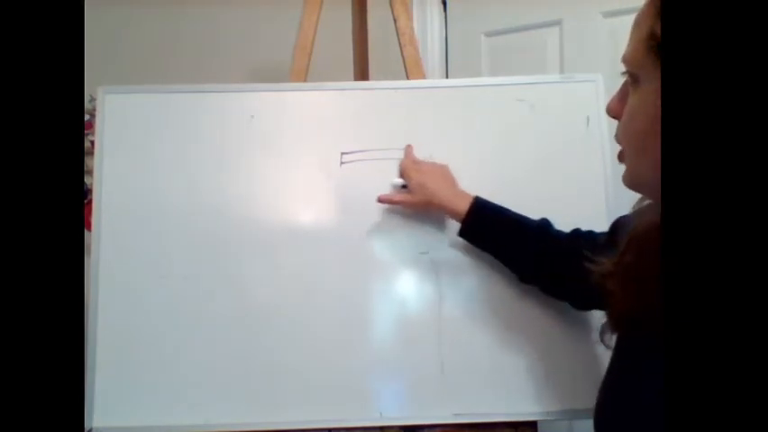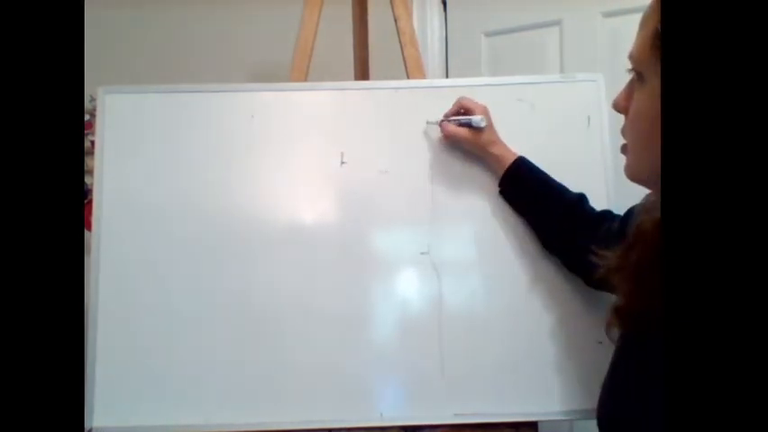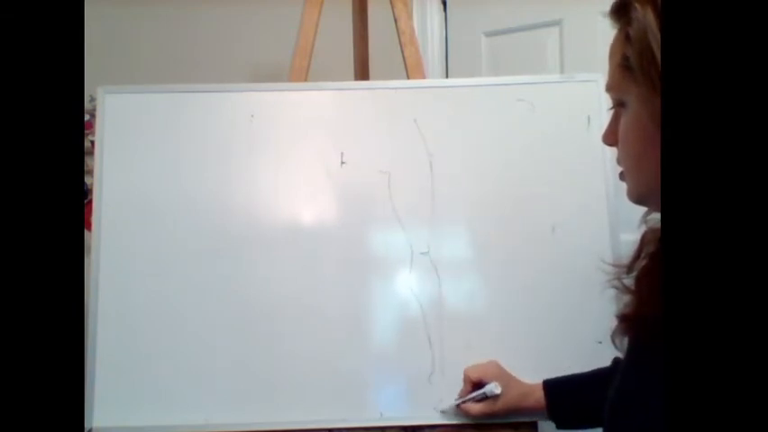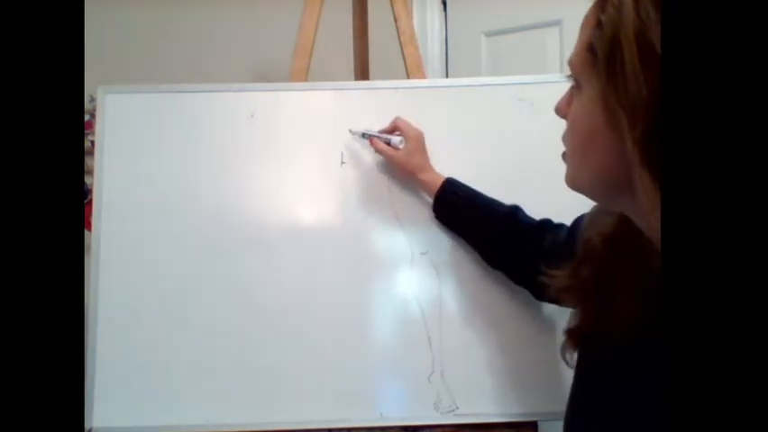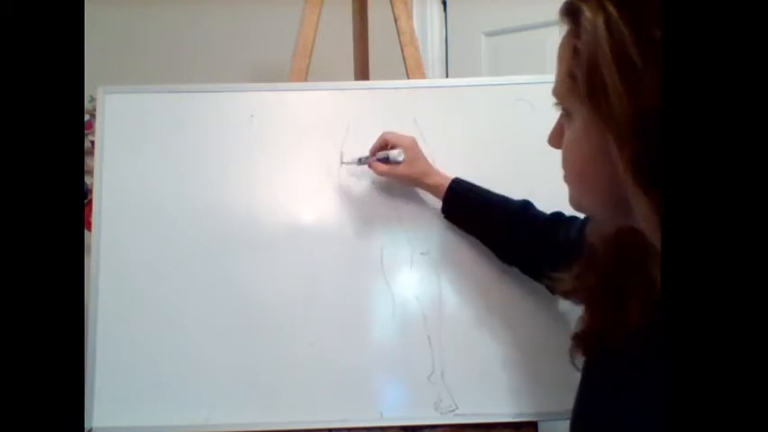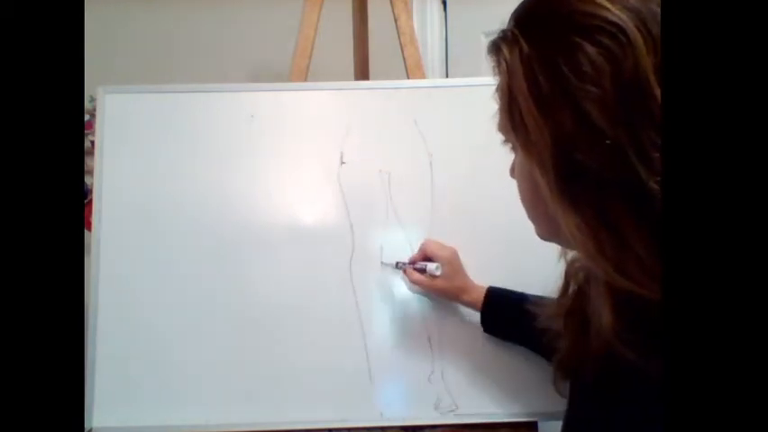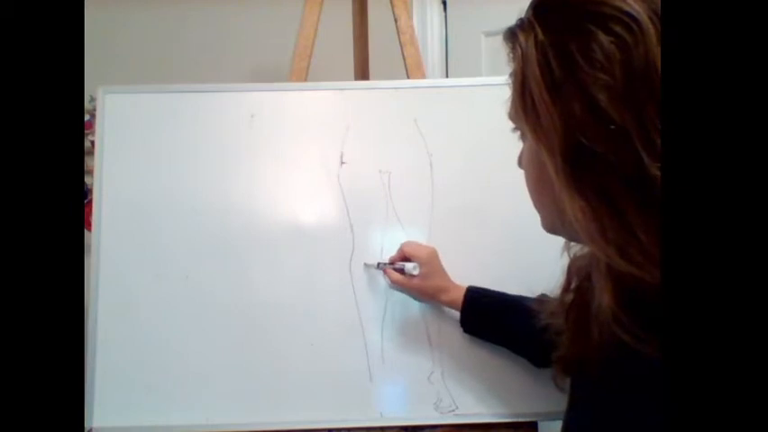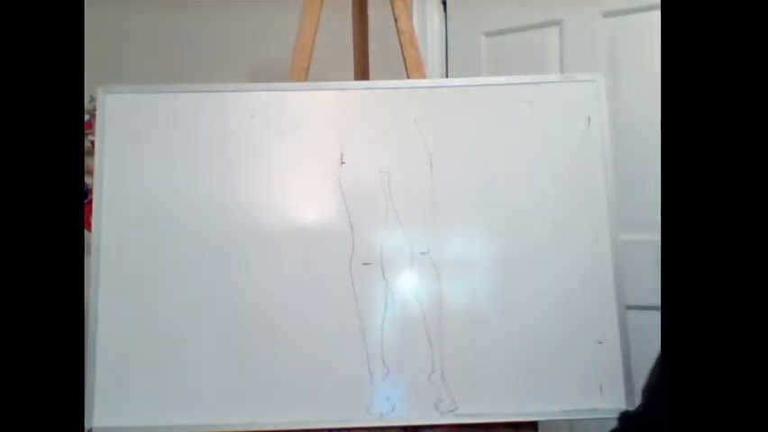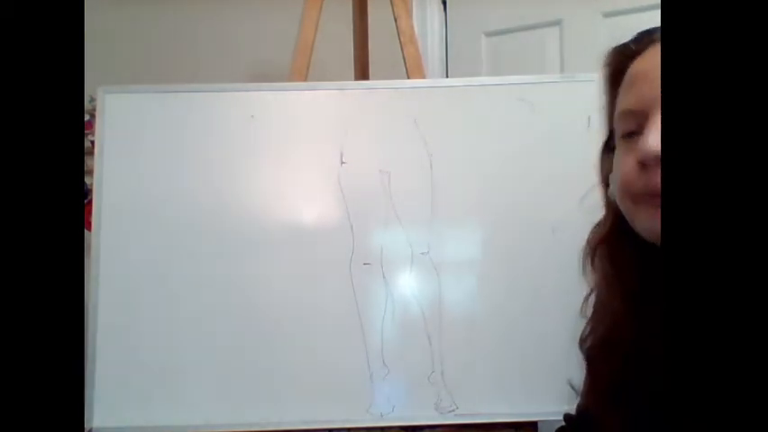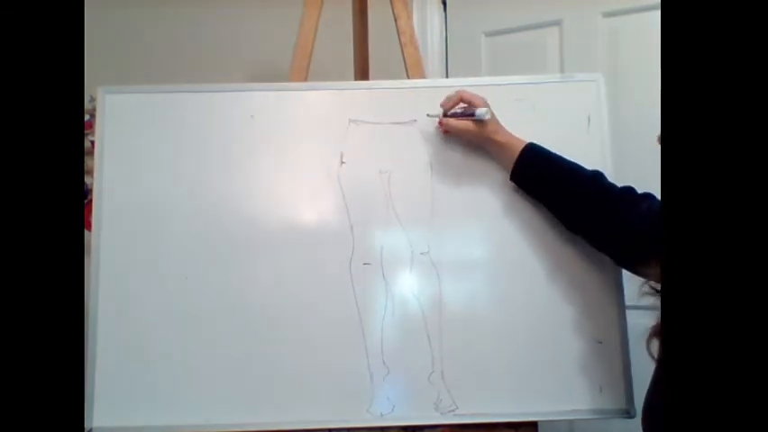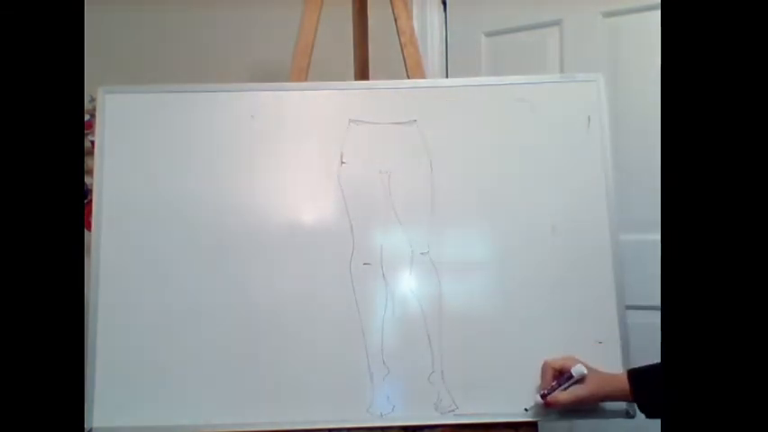So let's assume we have our legs that are more or less even, like so. Okay, here's our body. Let's start the skirt up here. And as you know, our mermaid skirts come down and flare out.